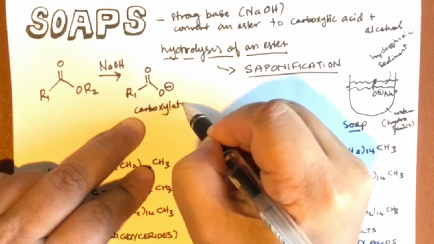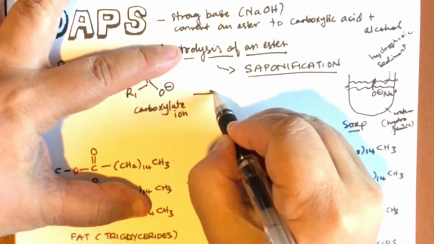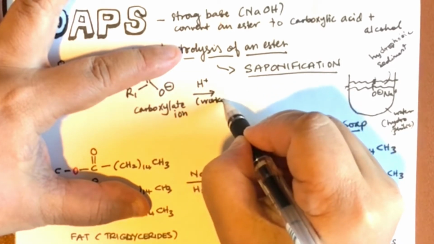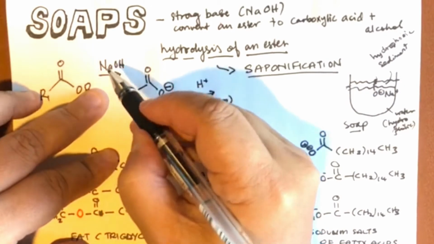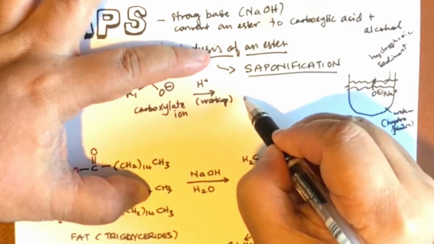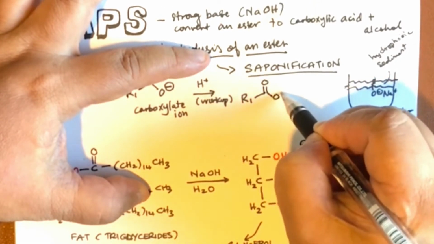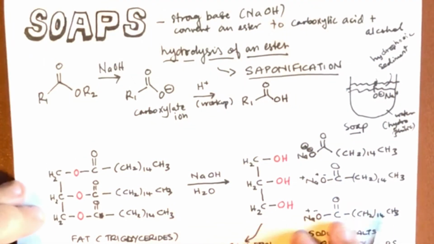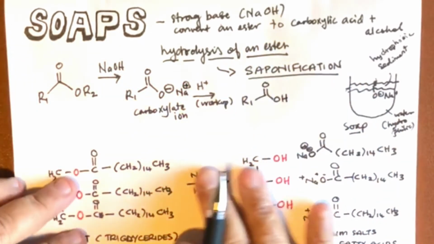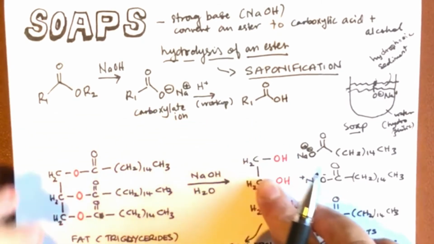That is, it actually forms a carboxylate ion. Okay, and then usually when you do the workup, you add a bit of acid. Only then will it transform into a carboxylic acid. Okay. So let me just make it complete. It is actually the carboxylate ion, sodium carboxylate.